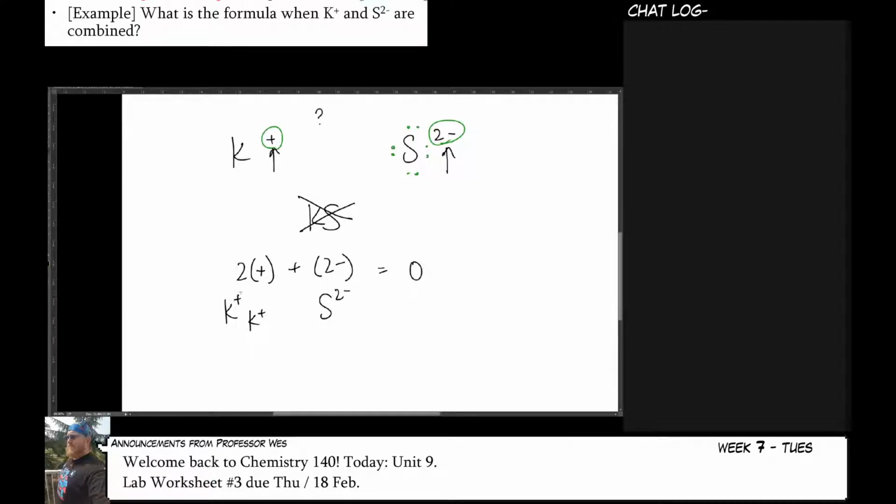So in order to make an ionic compound, the total positive charge must equal the total negative charge. Otherwise, when I add the two numbers together, they won't add up to 0, right? And then when I make my formula, I just write what I used. I used 2 potassium ions and a sulfide ion. And so that's how I get the formula of K2S.